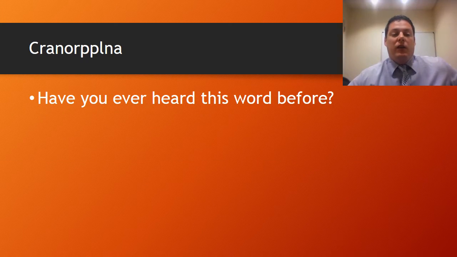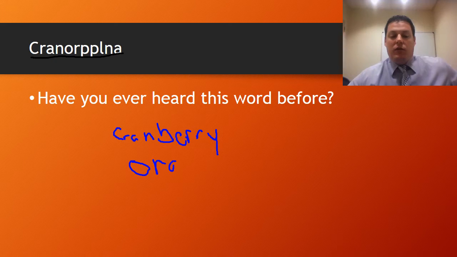Alright, has anybody ever heard of Knorpelna? No? That's probably because the word doesn't exist. This is what happens when you add together unlike things. Because what this is, it's a cranberry, an orange, an apple, and a banana all put together. We can't just mesh things that aren't the same. And what I'm referring to in algebra is we can't add and subtract things that don't represent the same value.